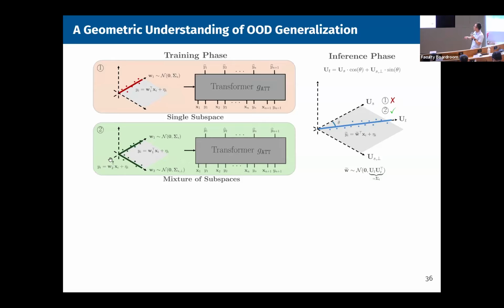So you have US and US perp. You draw randomly from the two subspaces, with probability 1/2 from one subspace and 1/2 from the other, and then you train your transformer. And in this case, you have UT, which is a linear interpolation.